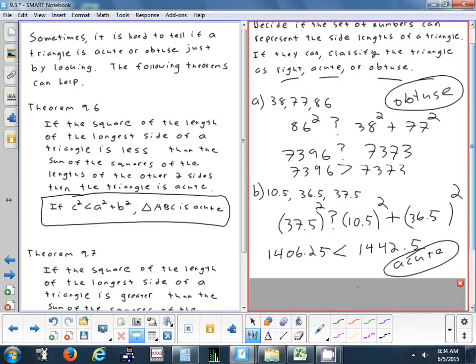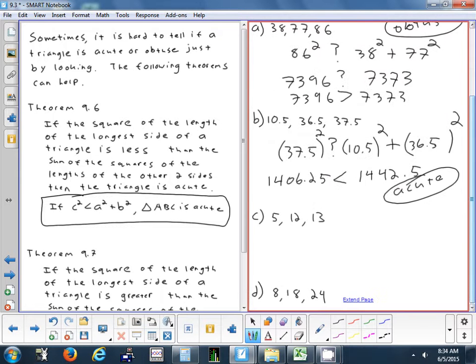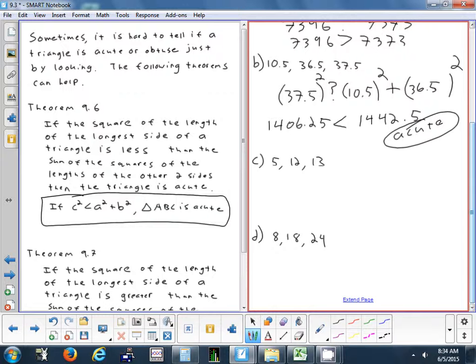Any questions how we figured out that this is acute? All right, and our last one. 8, 18, 24. Okay, well, if you check it real quick and you add everything up, it will work. 8 and 18 is 26. That's bigger than 24. 18 and 24 is bigger than 8. 8 and 24 is bigger than 18. Okay, so everything works there.